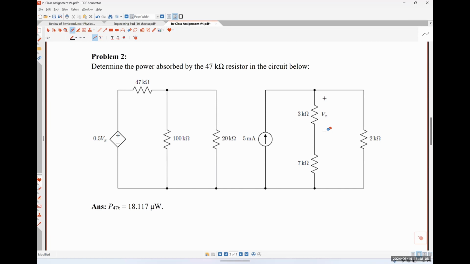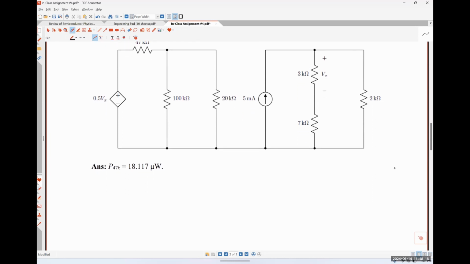Could start by finding how the 5 milliamps is split between the two paths it could take. Absolutely right, Baylor. So we can apply current division to figure out how much current is flowing through this branch. So I'm going to call that Ix. Baylor, would you mind helping me out and telling me what you think the equation should look like? Ix equals 5 milliamps times that.